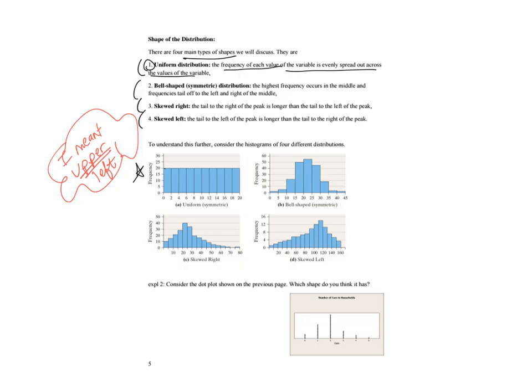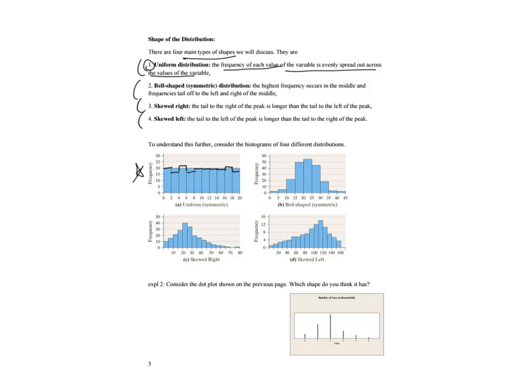Now, in real data, you'd probably find a little bit of variation. This one is exactly uniform, but really, in real life data, you'd probably see a little variation. But overall, mostly, you'd see that evenly spread, and so you'd call it uniform.